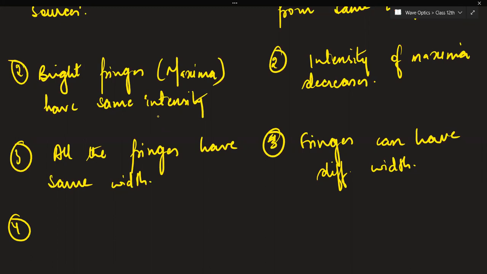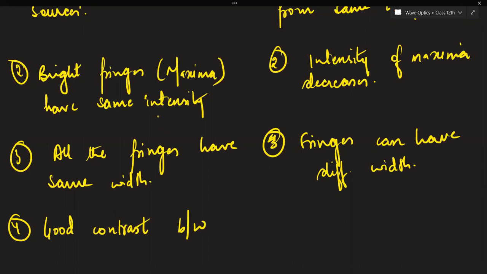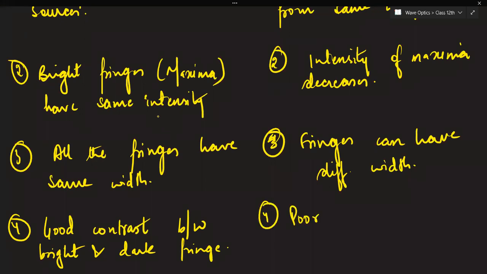You will clearly observe, yes, this is dark, this is bright. You don't need to cover all the windows and doors and make the room dark to observe whether you're able to see the brightness or not. No, it has a good contrast. So good contrast between bright and dark. Here, poor contrast is there. Contrast is poor. So poor contrast between bright and dark fringes, or maxima or minima. Instead of term fringes, it's better if we use maxima or minima.